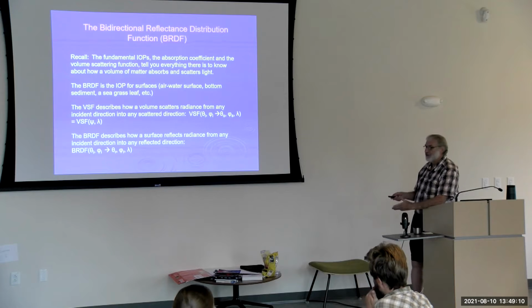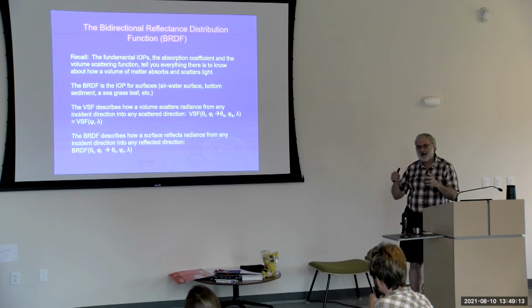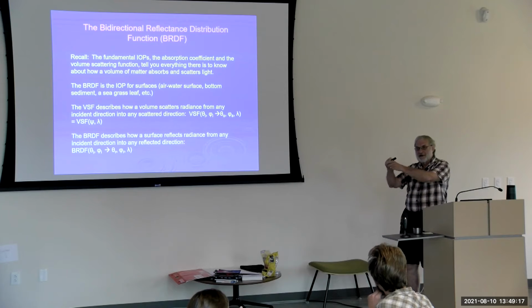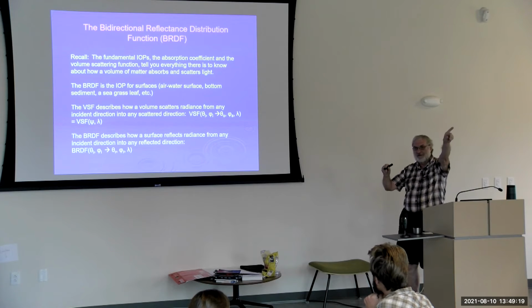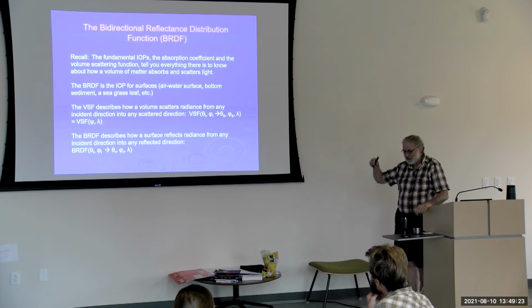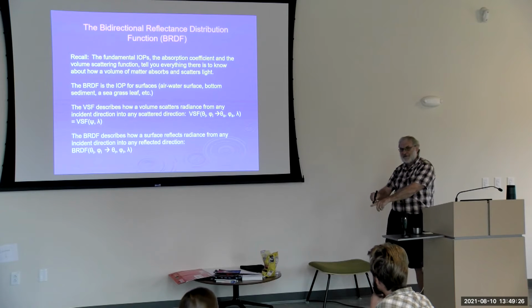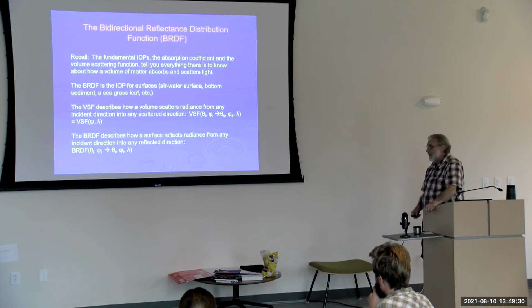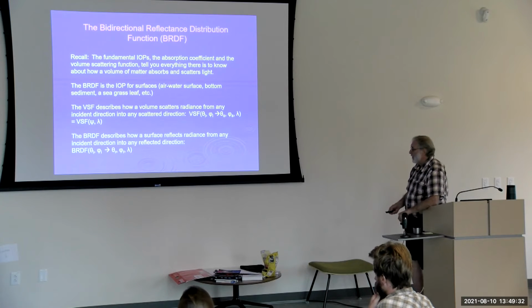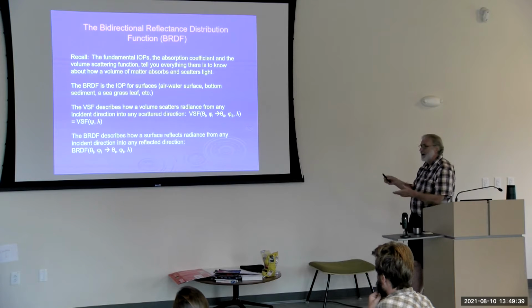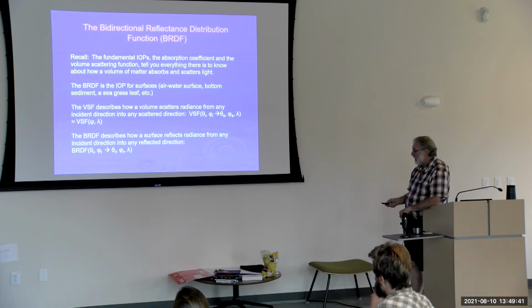So the business of the BRDF, the volume scattering function tells you how light's going along, it interacts with the particle, and it scatters off into some direction. The BRDF does the same thing for surfaces. Light's going along, it hits the surface, and it reflects off in some direction. So it's just sort of a volume scattering function for surfaces. And so it's an IOP if you wish. And you can define a BRDF for any kind of surface.